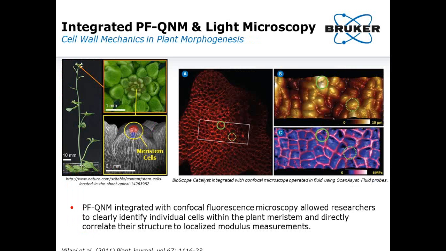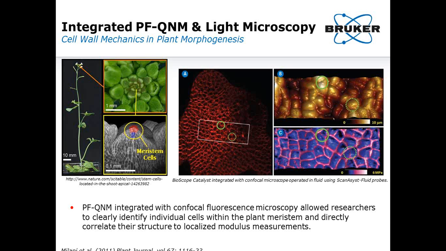In this next study, researchers used combined PeakForce QNM and confocal fluorescence microscopy on the Catalyst to study the mechanical properties of living plant meristems. Meristems are regions of cells capable of indefinite division and growth in plants and are usually found in the apical stem and the root of the plant. Meristems were cut from the apex of the stem of an Arabidopsis thaliana plant, and the meristem cell membranes were labeled with a lipophilic fluorescent dye.